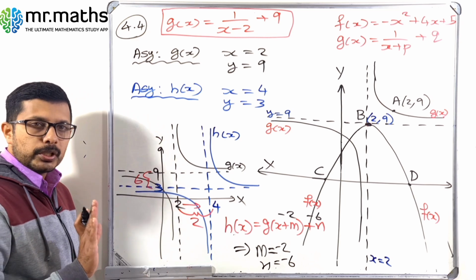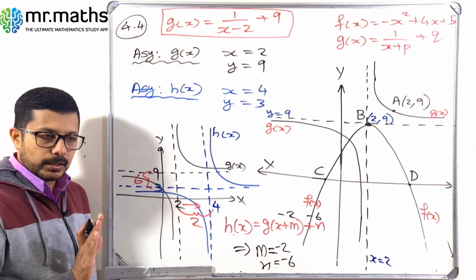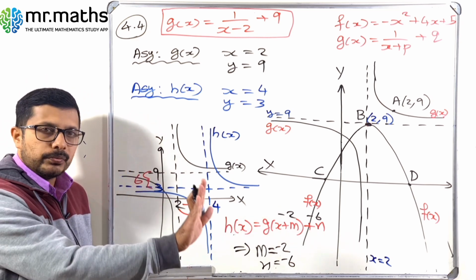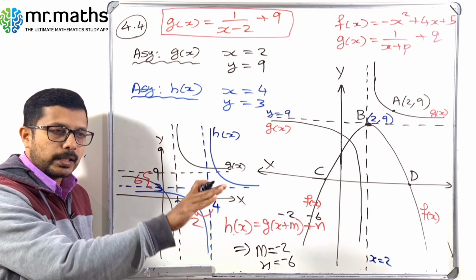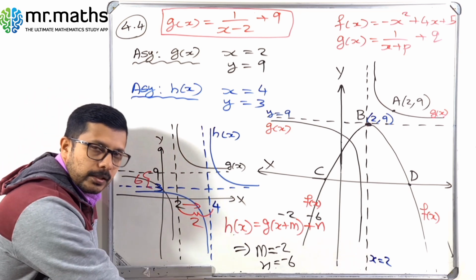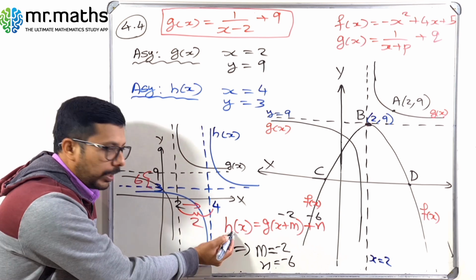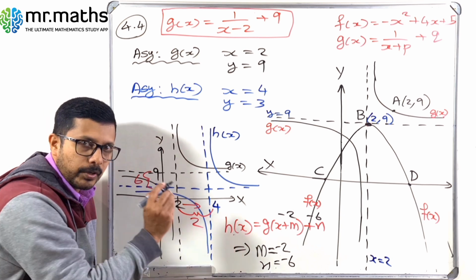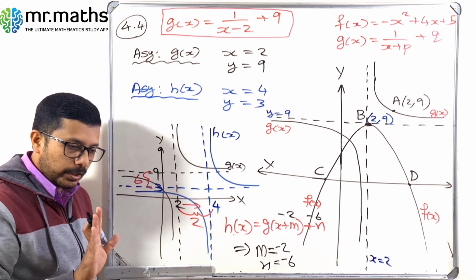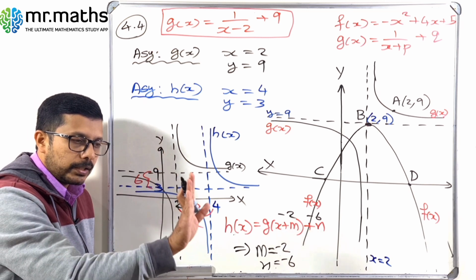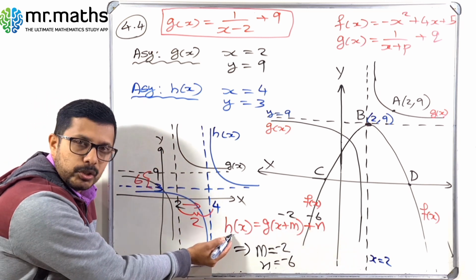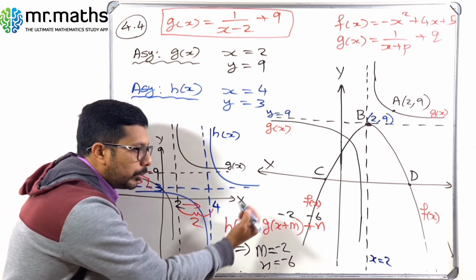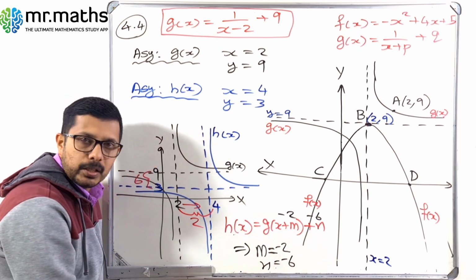So to get h of x, the g of x graph is shifted 2 units to the right and at the same time 6 units downwards. Listen once more. The g of x graph is shifted 2 units to the right and 6 units downwards to get the h of x graph. So 2 units to the right means minus 2.